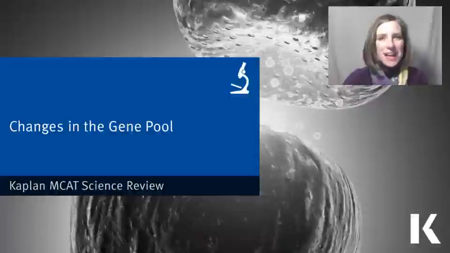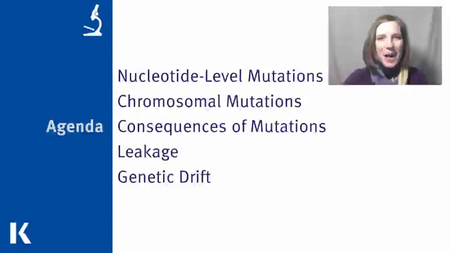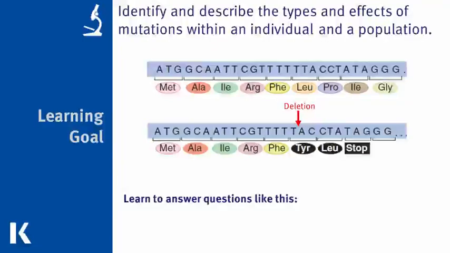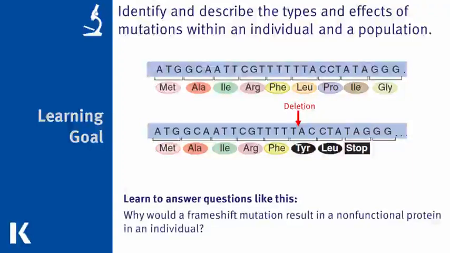My name is Alyssa, and in this video we will investigate these and other questions to help you gain confidence on test day. We'll start by looking at the different kinds of mutations and then look at what the consequences of these mutations are. We'll finish off by examining two different terms, genetic leakage and finally genetic drift. After watching this video, you will be able to identify the different kinds of mutations and recall how they affect the organisms in which they occur, and then you will be able to answer questions that relate to this topic.